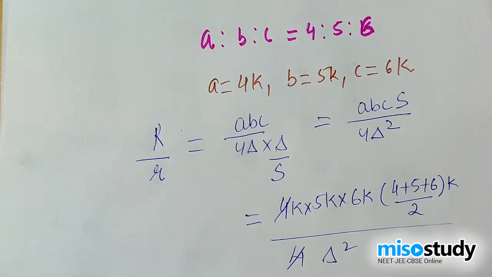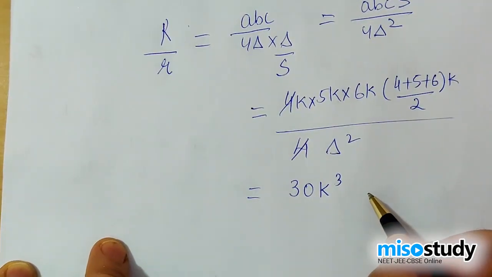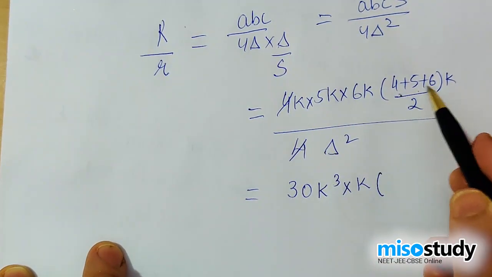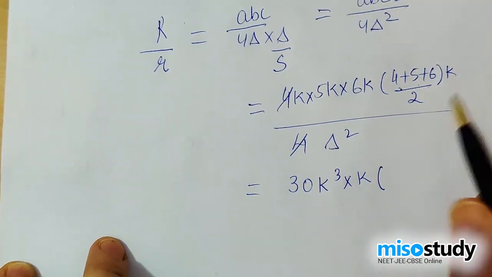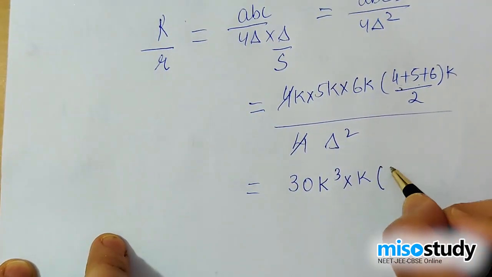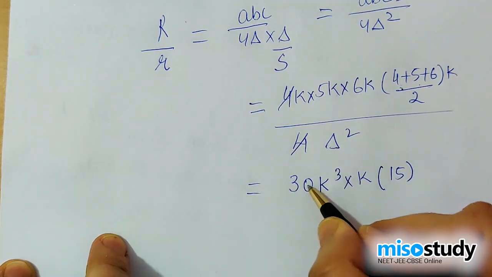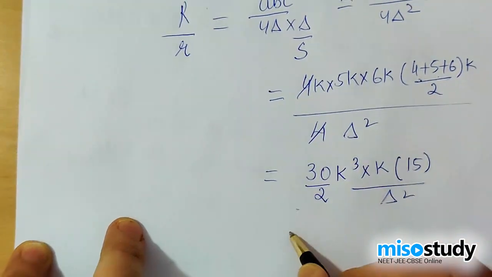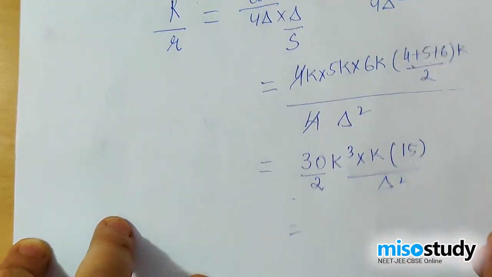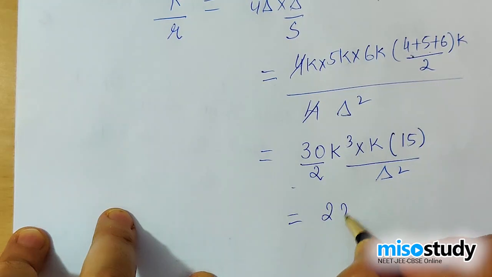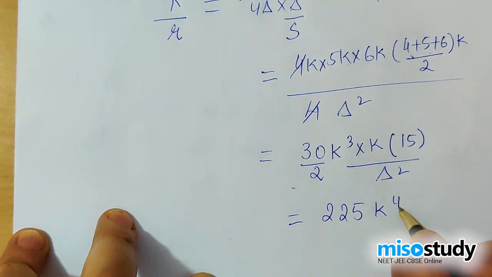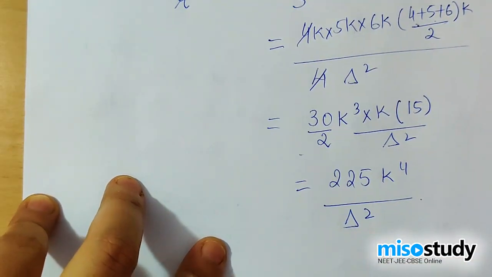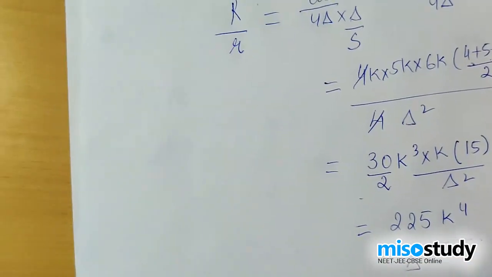So I will have 30k cube into k. What is this? 6 plus 4 is 10 plus 5 is 15, by 2, so this would be 2 over here and 2 delta square. So that gives me 225 k4 upon delta square. Now let's evaluate what delta is using again Heron's formula.